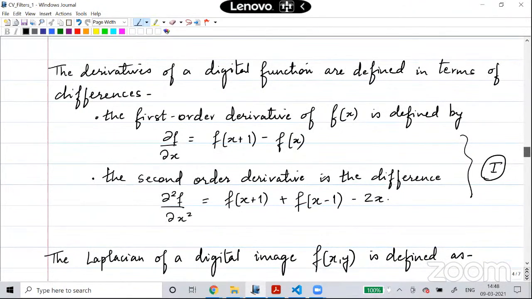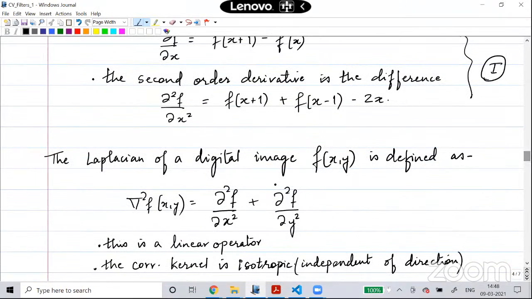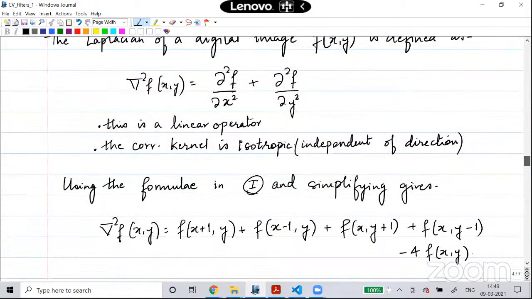Here are the formulae for the two. The Laplacian is simply the sum of these in the two directions. The point to note is that the derivative and the second derivative both are linear operators. Because they are linear, you can express them as convolution with a kernel. This convolution with a kernel you can do for any linear operator. That is exactly why we can express the gradient and the Laplacian as convolution with some kernel. And the corresponding kernel will be isotropic, which means independent of direction. So let's look at some.